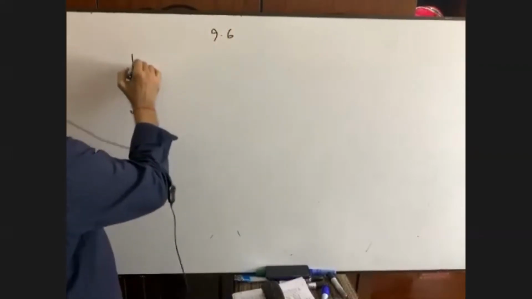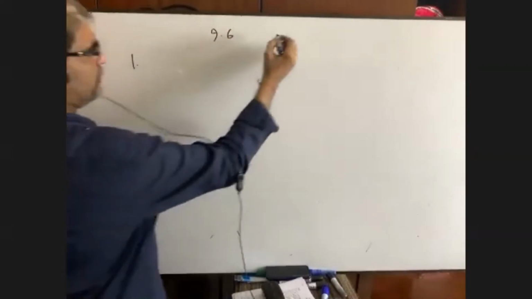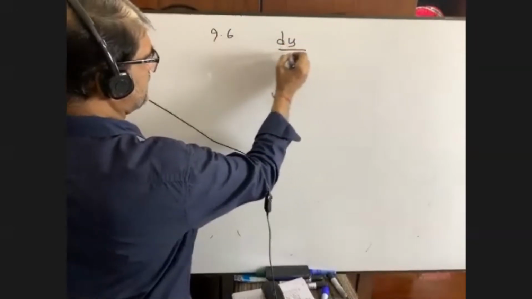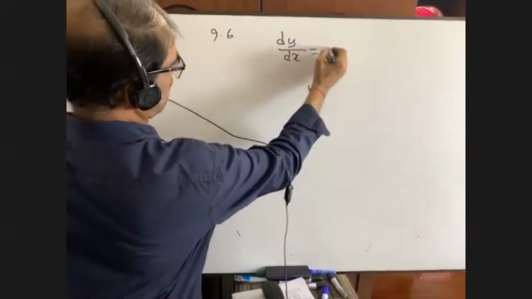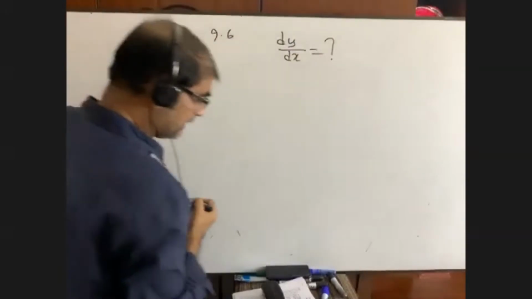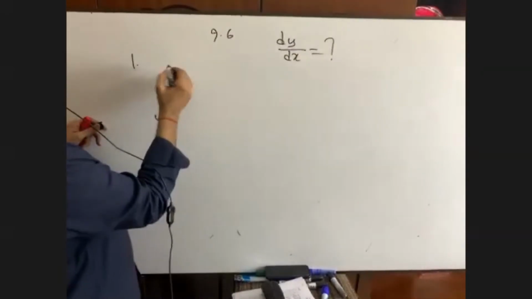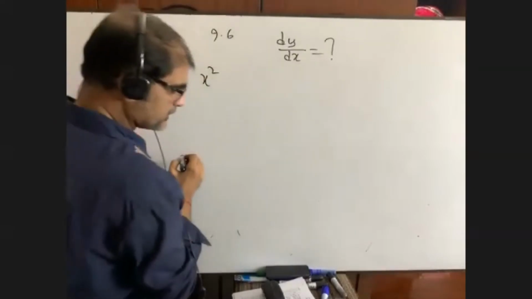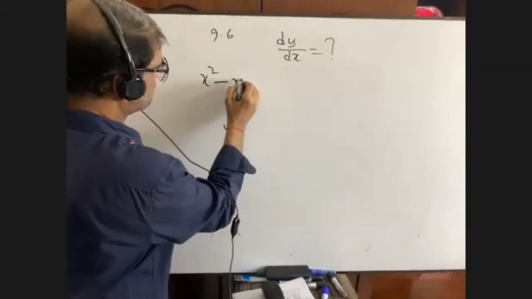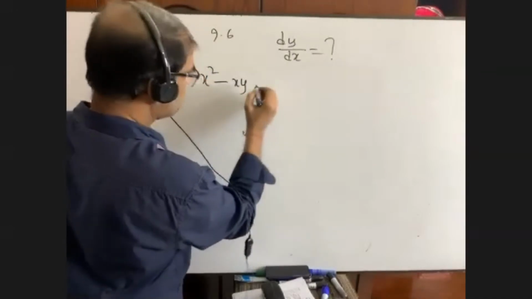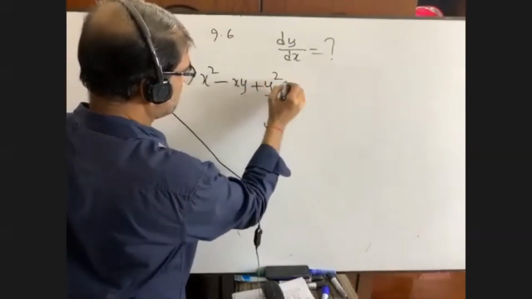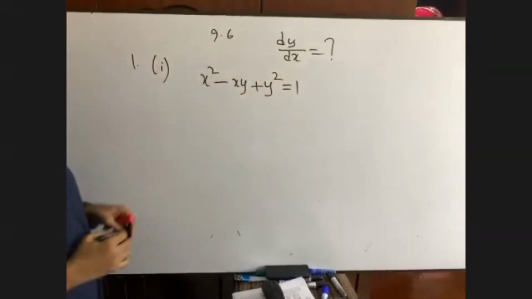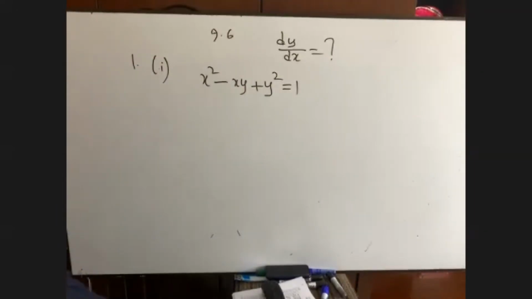9.6. Anyone. You have to find always dy by dx. Remember one thing. You have to find dy by dx always. So it is a math that you are doing for a long time. Given an equation x square minus xy plus y square equals to 1. This is an equation. You have to find the slope. Dy by dx means you have to find the tangent. Tangent means dy by dx.